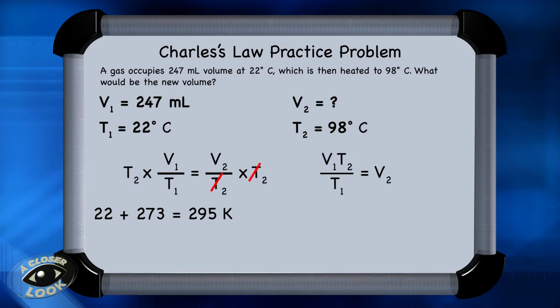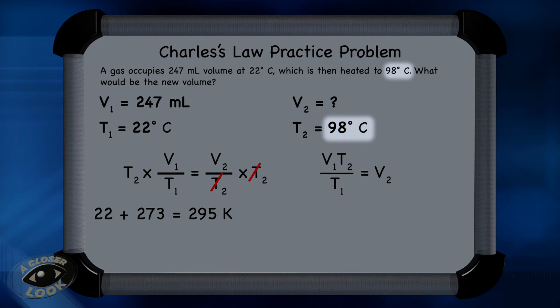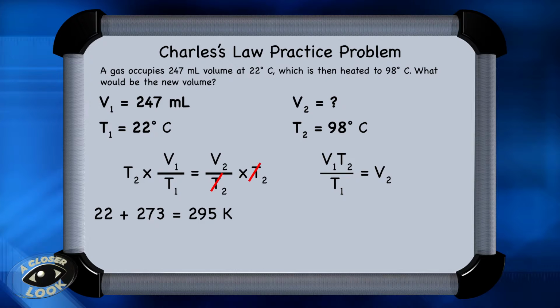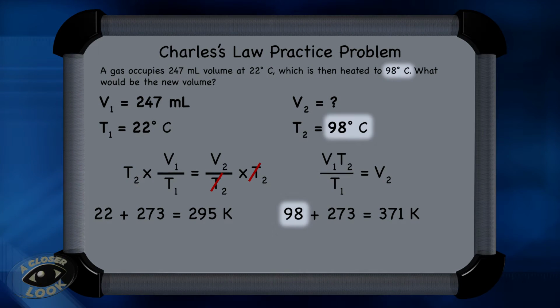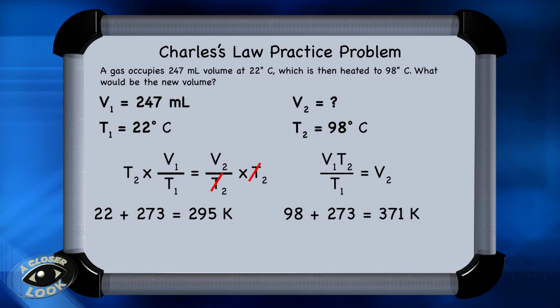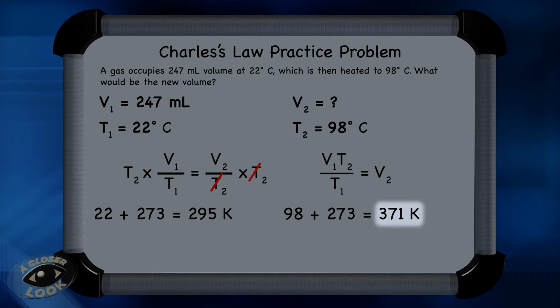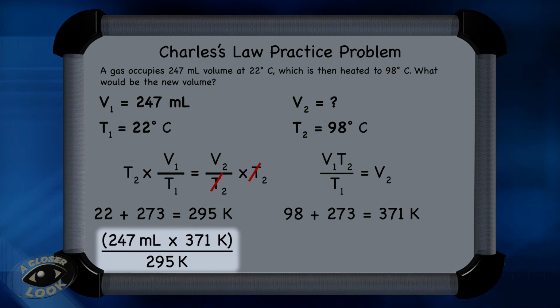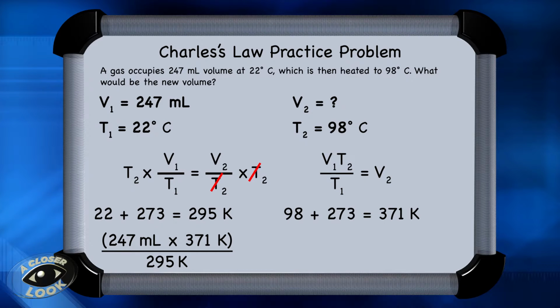The final temperature was 98 degrees Celsius. Again, we need to convert that to Kelvin, so we add 273 to the Celsius temperature to convert it. 98 degrees Celsius is the same as 371 Kelvin. Now we have the equation 247 milliliters times 371 divided by 295. And now we carry out this calculation and we will get the new volume.